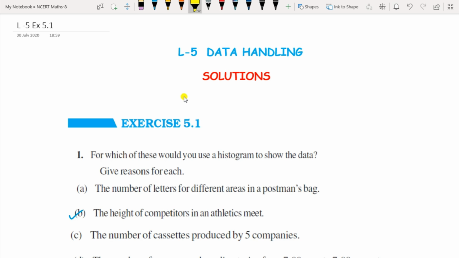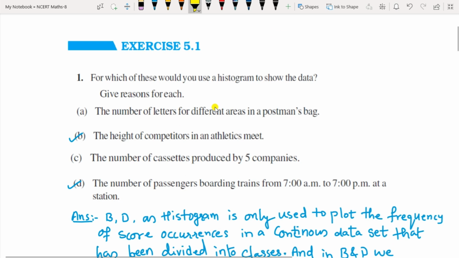Today we are going to see solutions for lesson 5, Data Handling, exercise 5.1. In the suggested iLink, I have shared a link of the introduction video of lesson 5. Okay, so let us start with exercise 5.1.